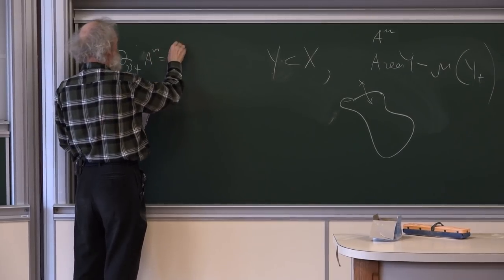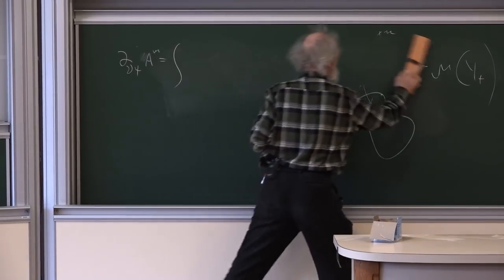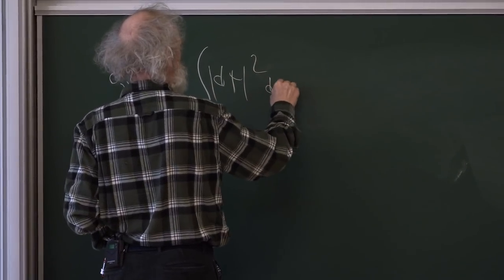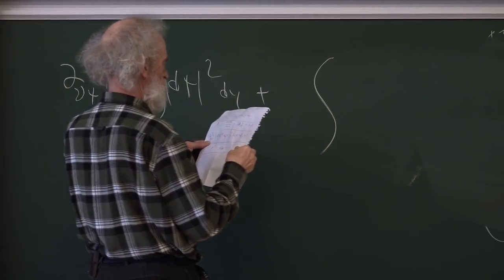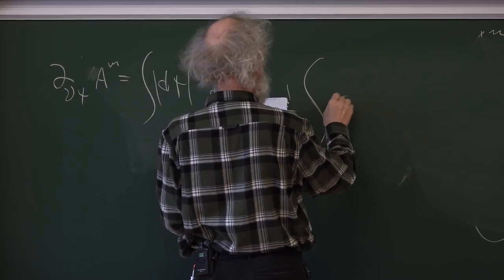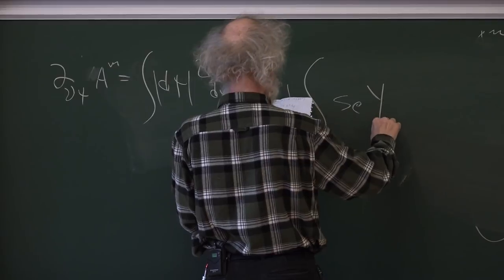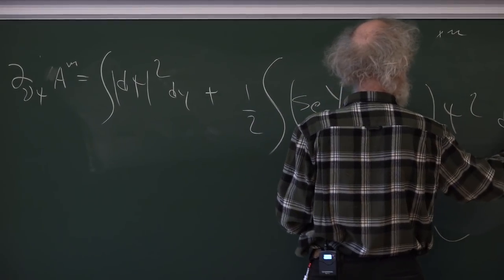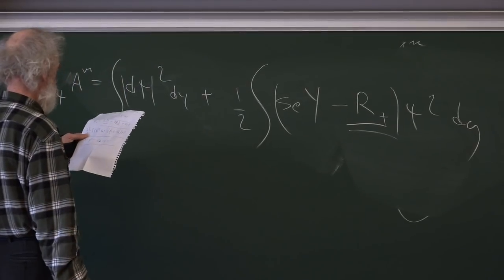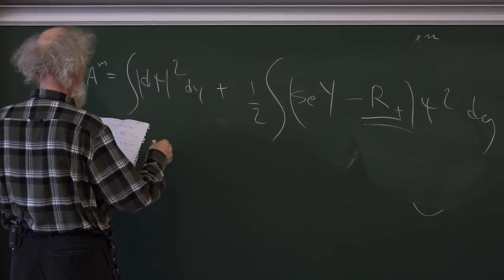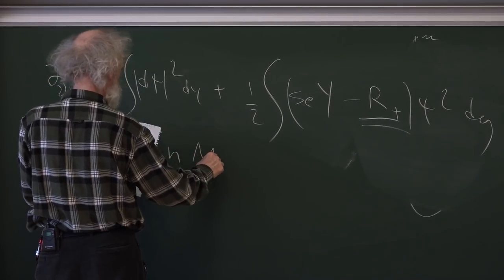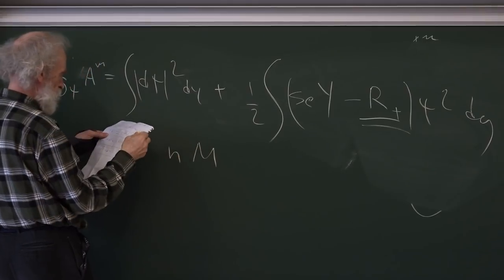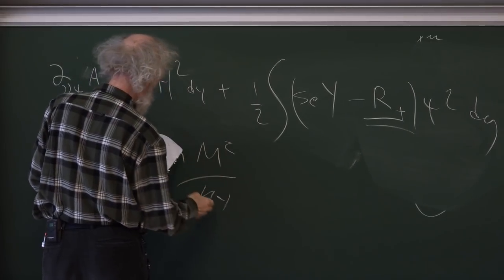It is equal to the integral, one thing is a kind of like a Laplace operator, right? dy, and here you have 1/2, and here you have the scalar curvature of y minus some term which I describe in a second, psi squared dy. And here is an important term, and this important term is n times the mean curvature, which is on the hypersurface, if it is extremal, the same as my function mu, squared over n minus 1.